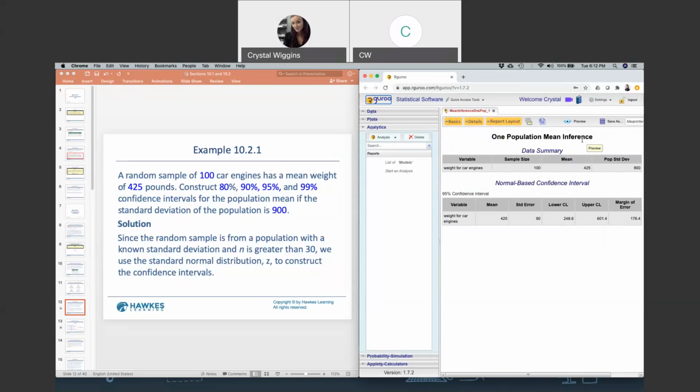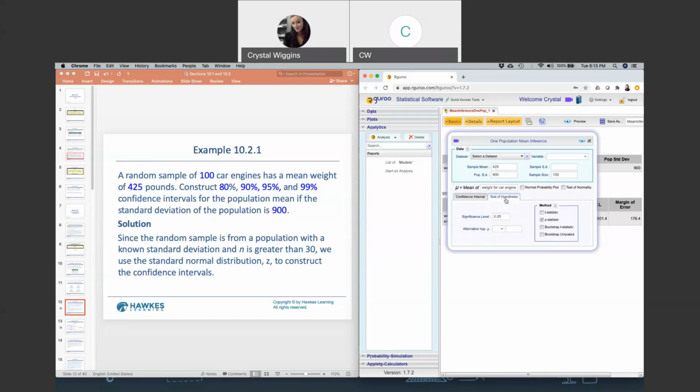For our 95% confidence interval, we now have a lower boundary of 248.6 pounds and an upper boundary of 601 pounds. Margin of error has increased to 176.4 pounds. Last one is the 99. Again, I'm just hitting the basic button. And I don't have to change any of this data. I just need to change the confidence level.